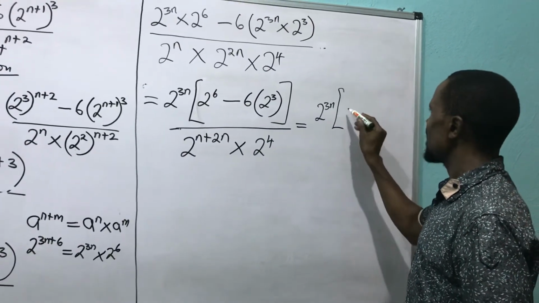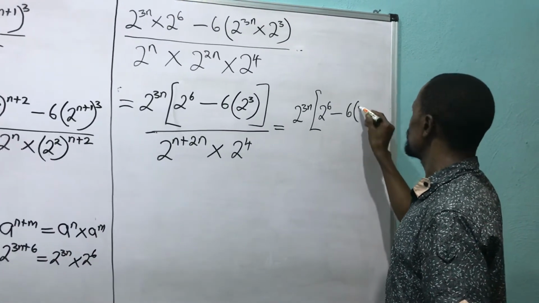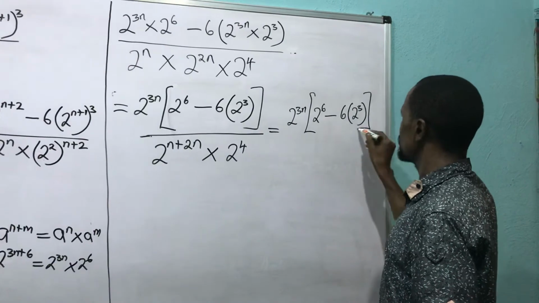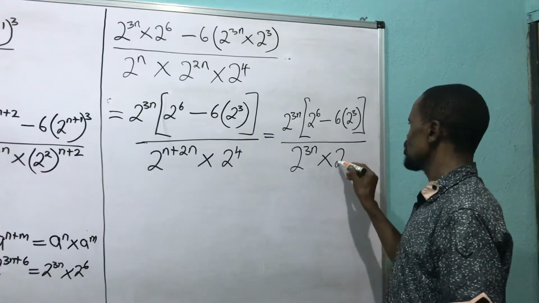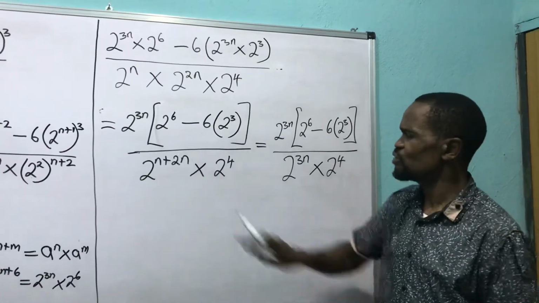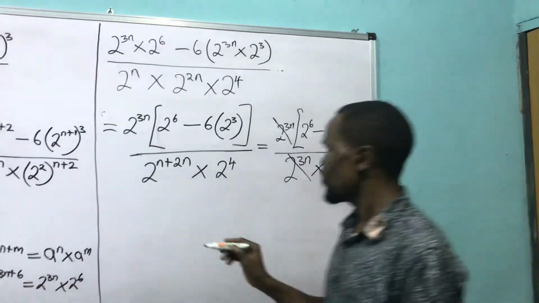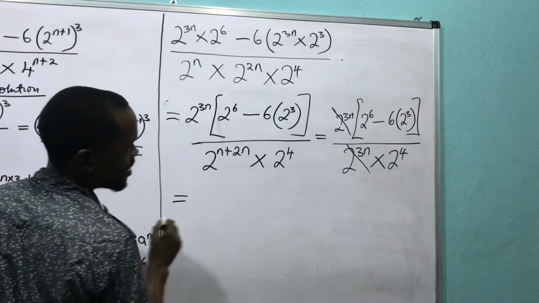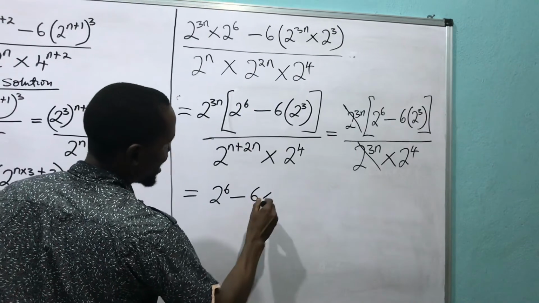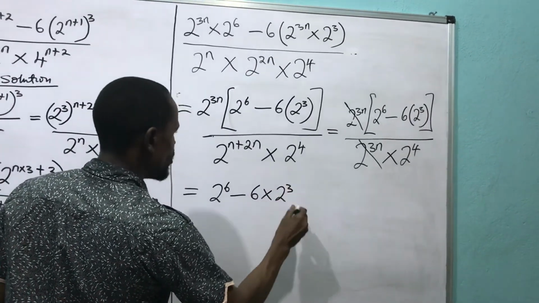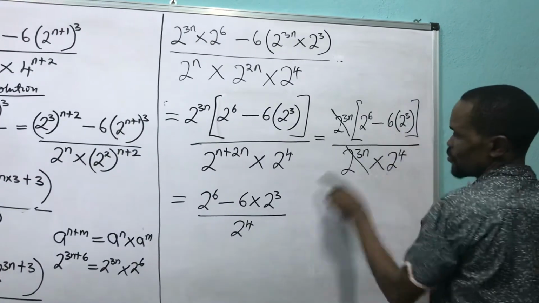In my bracket, I have 2 raised to power 6 minus 6 into 2 raised to power 3, and I'll close the brackets all over 2 raised to power 3n times 2 raised to power 4. Do you agree with me? This plus this will give me 3n. This can cancel this. And I will have 2 raised to power 6 minus 6 times 2 raised to power 3 all over 2 raised to power 4. You remember? This is what I expressed here.